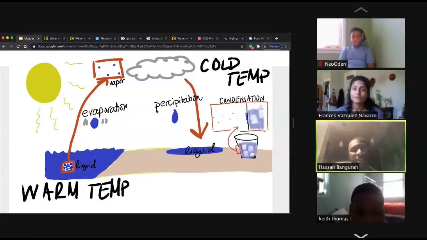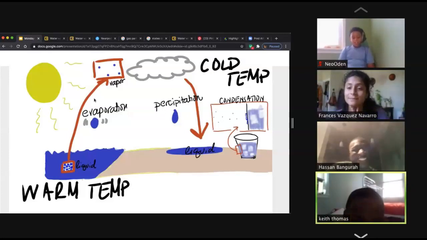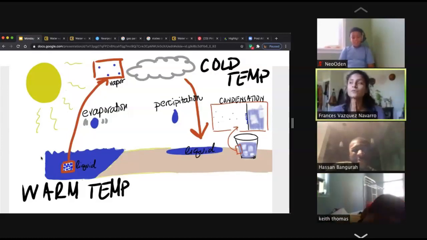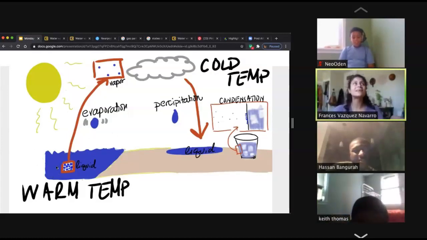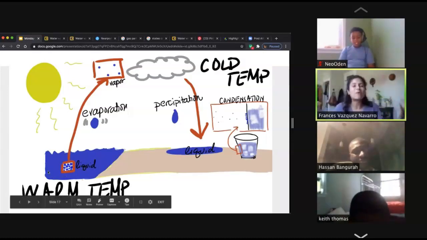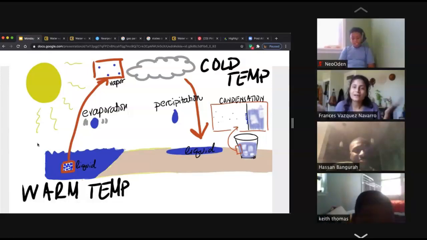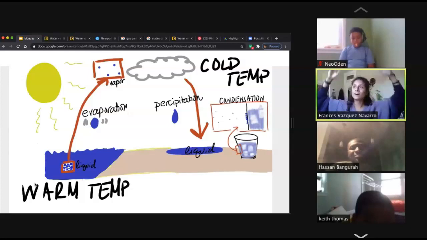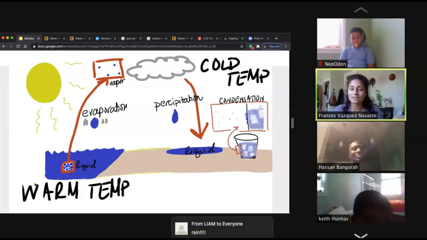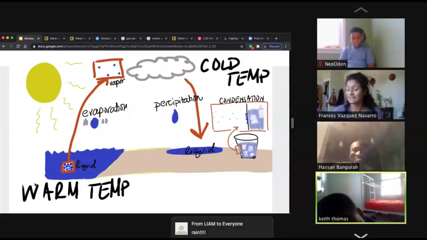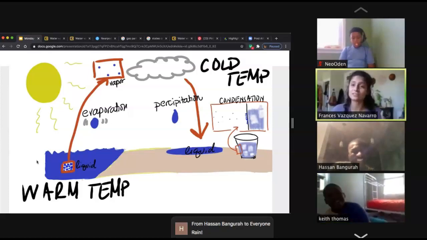Let's start with a P right here. What's that word? Precipitation. Precipitation. Good job. But what's another word for precipitation? When you're outside and all of a sudden this water is falling from the sky and you're going to get wet, what is that called? Rain. Exactly, it's rain. So precipitation is just a fancy scientific name for rain. Good job, Keith.